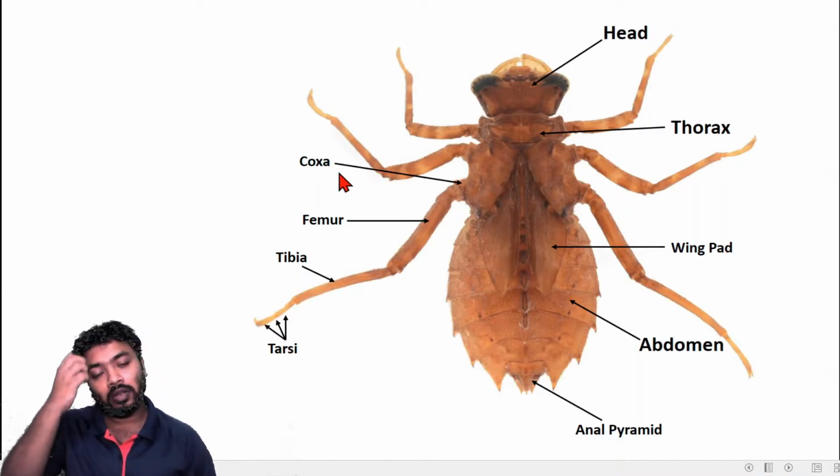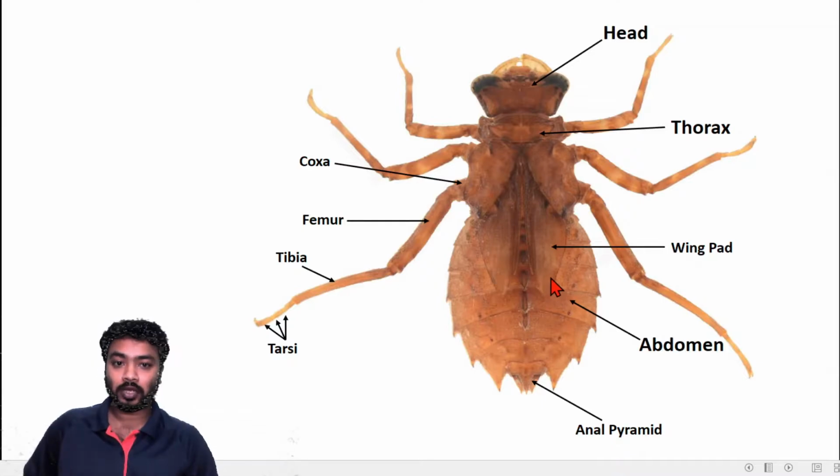All these names are very important because there are characters in the keys that mention that the femur is long, or some part of the body touches the coxa, or the tarsi are long or short, and the tibia is long or short, like that. So you have to know the names of the different body parts.